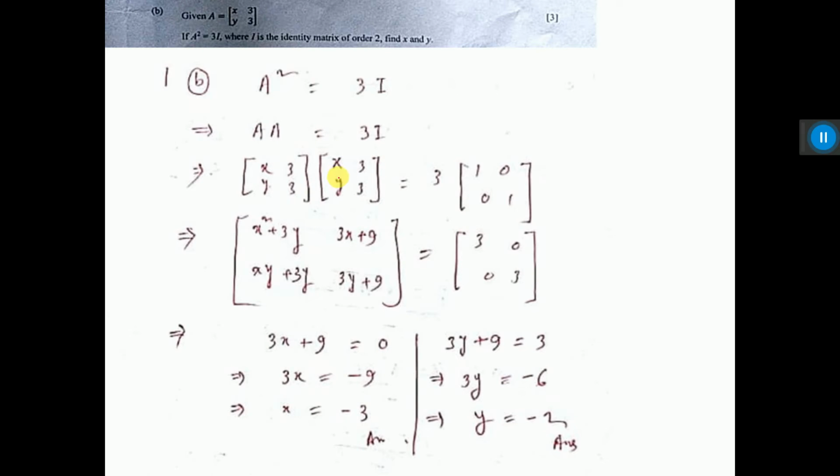Next, matrix multiplication. Here it is given A equal to this and A square equal to 3I. Then we have to find x and y. So A square means A into A, and I means the identity matrix 1 0 0 1. So you multiply this matrix, then equate the corresponding elements. See, I have taken 3x plus 9 equal to 0 and I have taken 3y plus 9 equal to 3. From this I have calculated x and y. This one I have not taken, because in this place x and y both are there. That's why the solution will be complicated. So I have taken the easy one. So it is done.